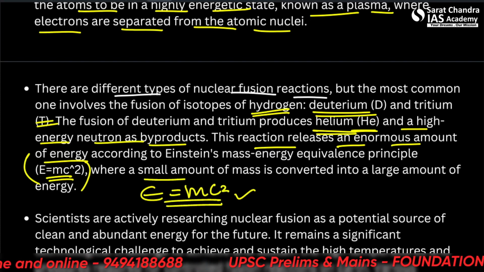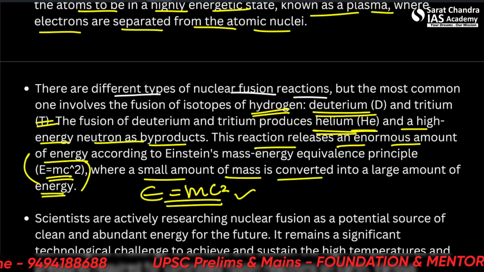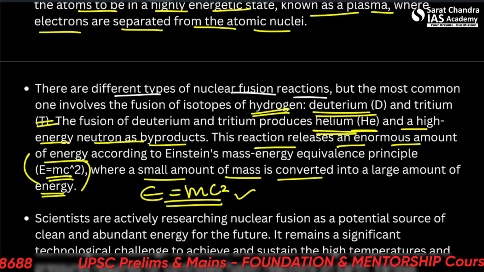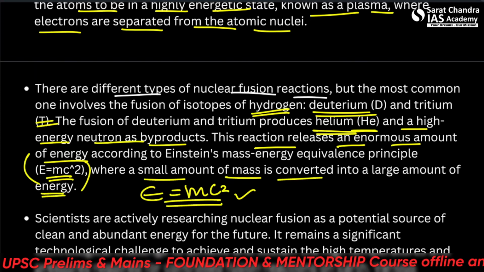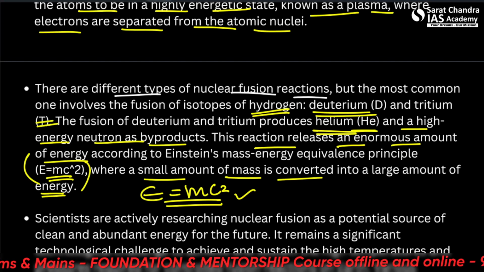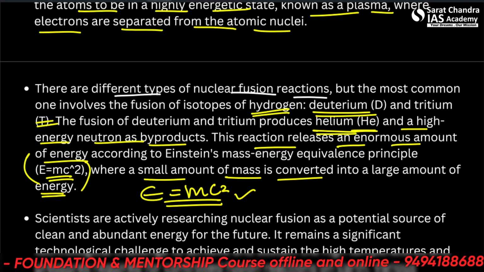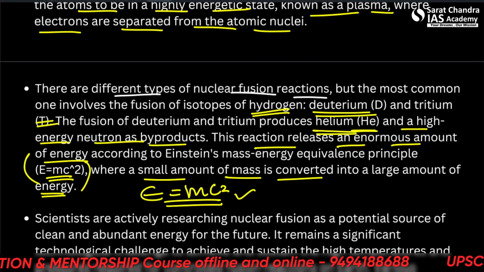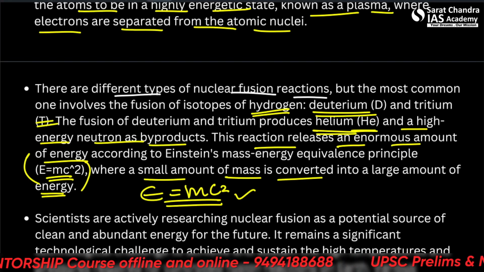Okay, so where a small amount of mass is converted into a large amount of energy. There are some reactors being developed on Earth also, tokamak reactors, etc., which are trying for this. China is actively trying to achieve the nuclear fusion reaction on Earth. All right, so we'll read about this later on.